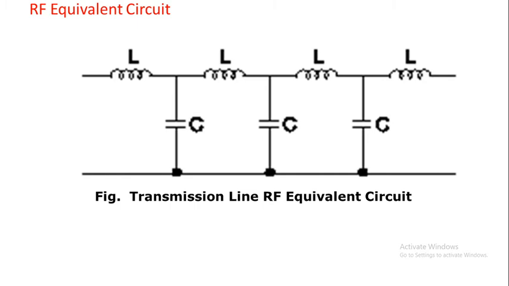Then we can draw the RF equivalent circuit, that is at radio frequency, where R is very small compared to L, and G is very small compared to C. So at radio frequency these two components can be neglected or ignored. When we draw the equivalent electrical circuit at RF, we neglect R and G, and this is the diagram you observe. It's called the RF equivalent circuit.